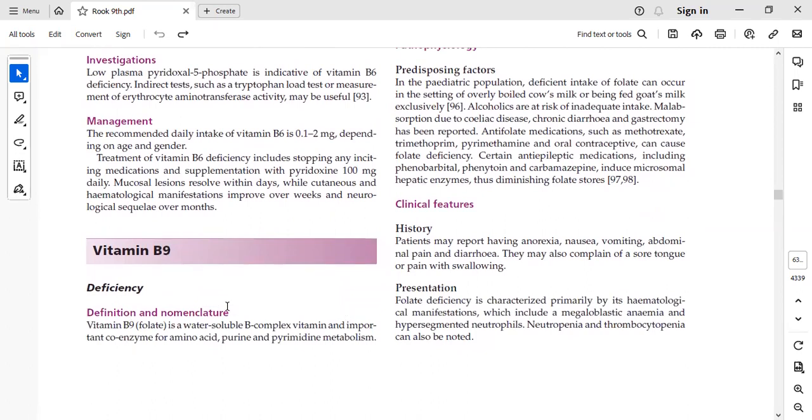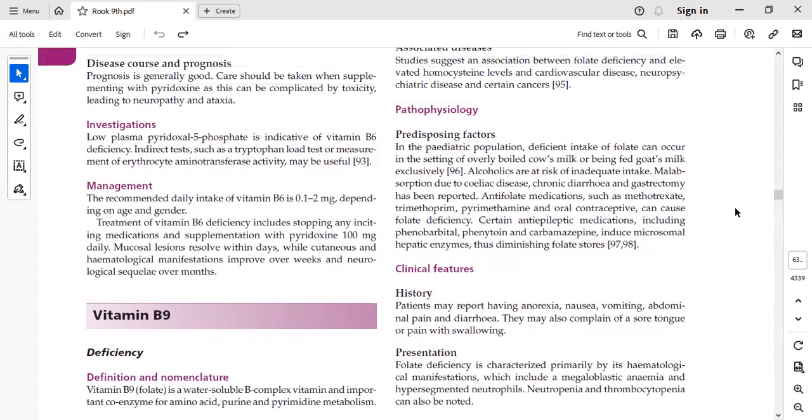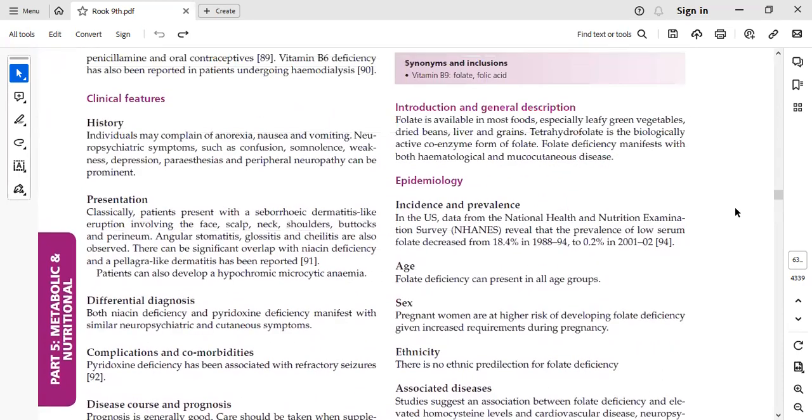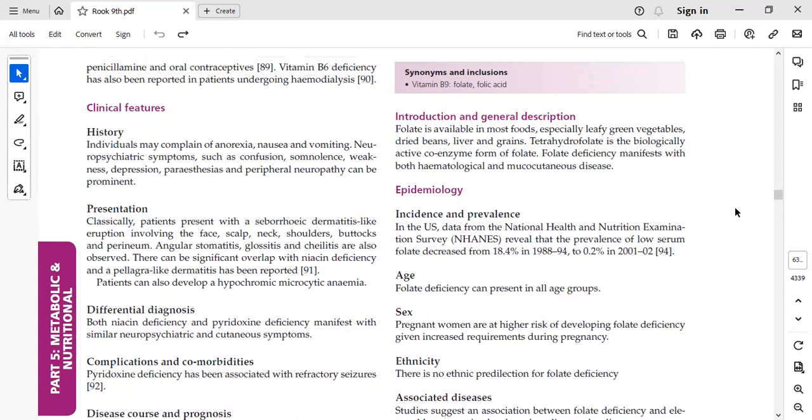Vitamin B9, folate. Now this is important. It is also a water-soluble vitamin, and it acts as a coenzyme for metabolism of amino acids, purines, and pyrimidines. The dietary sources include dried beans, leafy green vegetables, liver, and grains.